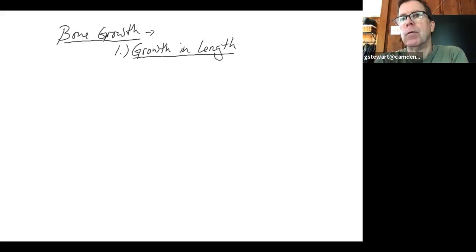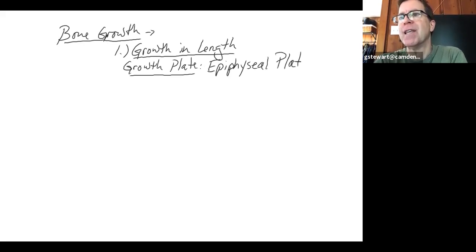So growth occurs at a growth plate. I want you to know this scientific term. A growth plate is scientifically called the epiphyseal plate. Remember, epiphysis just means the end of a long bone. So that's where this word comes from. Epiphyseal plate is the same thing as a growth plate. What is it? It's made up of hyaline cartilage.